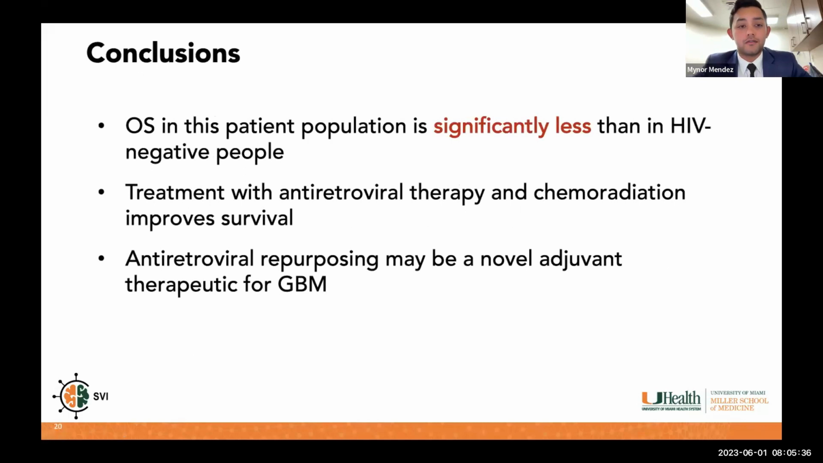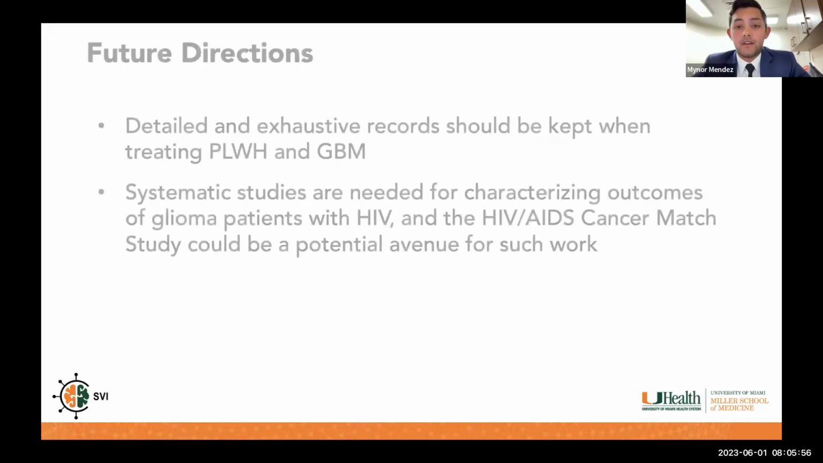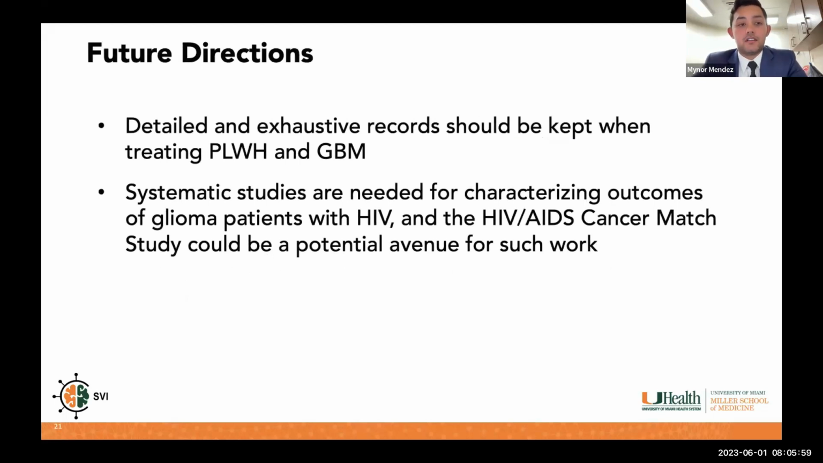So in conclusion, the overall survival in this patient population is significantly less than in that of patients with isolated GBM. Treatment with antiretroviral therapy and chemoradiation tended to improve survival in these patients. And there may be a role for antiretroviral repurposing as a novel agent for patients with GBM. And following with this, future directions, there should be more detailed and exhaustive records when coming across patients with these 2 conditions, as it could lead to improved outcomes in these patients. Systematic studies are needed to better characterize the outcomes in these patients, and the HIV and Cancer Match study could be a potential avenue for such work.